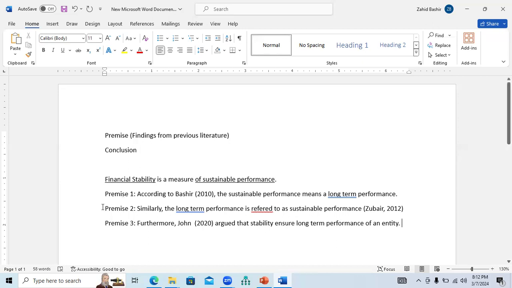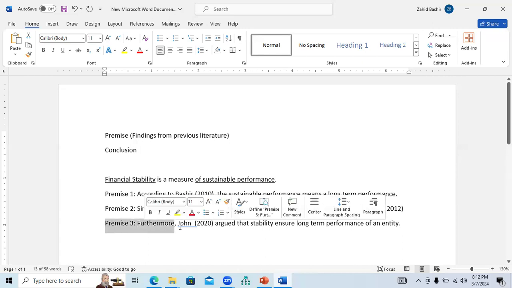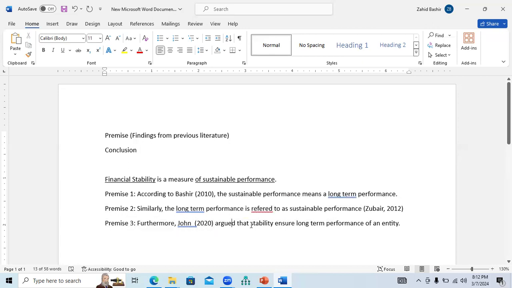Now, I have three premises. The first premise says that, according to a researcher, sustainable performance is a long-term performance. Another premise is from another study that long-term performance is sustainable performance. Then the third premise is from John, who argued that stability ensures long-term performance of an entity. So what can I conclude here? What would be my conclusion?